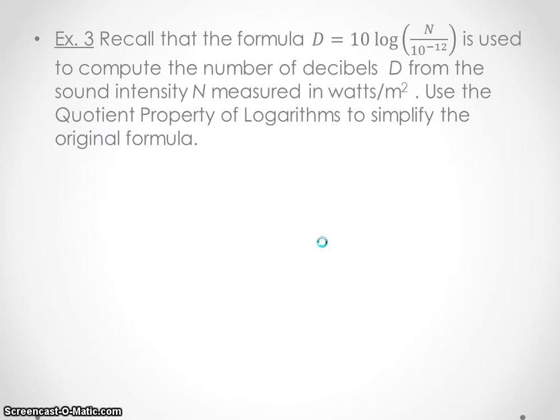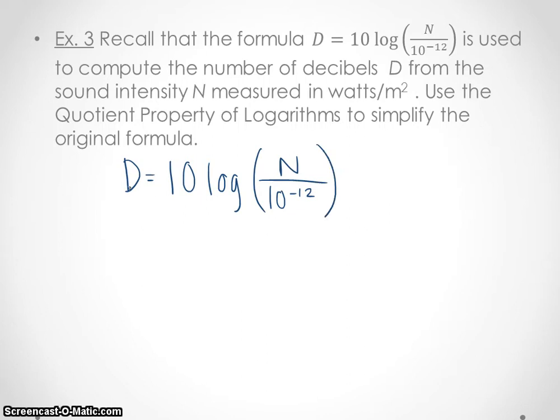So example 3 says, recall that the formula d equals 10 times the log of n over 10 to the negative 12th power, so quite a formula here, is used to compute the number of decibels d from the sound intensity n measured in watts per meter squared. Use the quotient property of logarithms to simplify the original formula. Okay, so I'm just going to go ahead and copy our formula down here. So we have d equals 10 times the log of n divided by 10 to the negative 12th power.